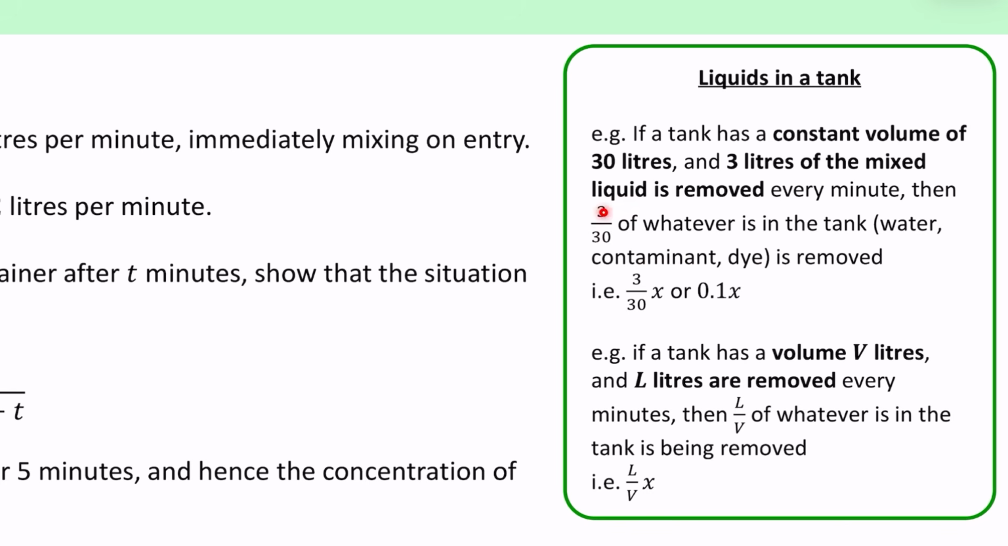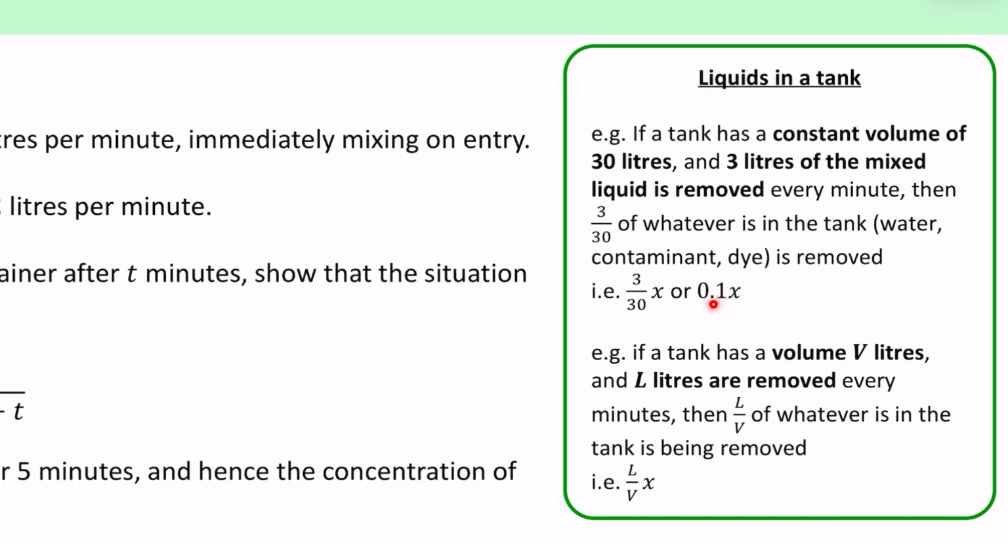In other words, 3 out of 30 as a proportion is a tenth. So whatever is in the tank, a tenth of the water is being removed, a tenth of the contaminant is being removed, a tenth of the dye is being removed, because it's all being mixed together. So if x is the amount of, in this case, dye that we have, we would say that 3 out of 30, that proportion of the dye, as a multiplication, is being removed, and 3 out of 30 is the same as a tenth or 0.1.